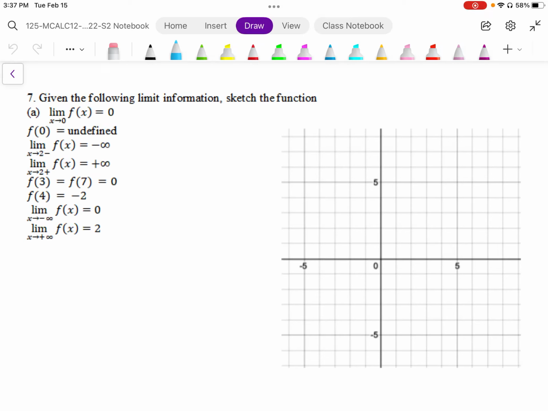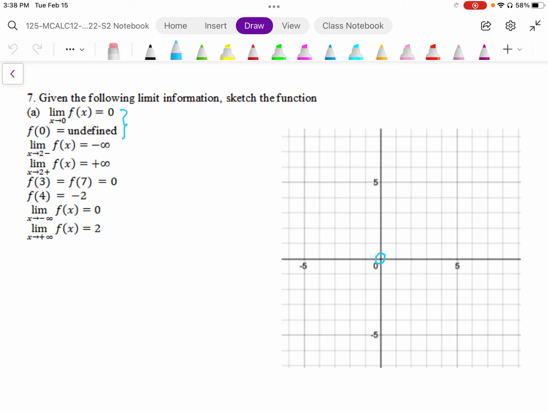So question number 7 asks us to sketch a possible function. Your graphs might look slightly different, but they need to have the same features. It says here that f of x as it approaches 0 is equal to 0, and it's undefined at 0. That means there is a hole at x equals 0, y equals 0.